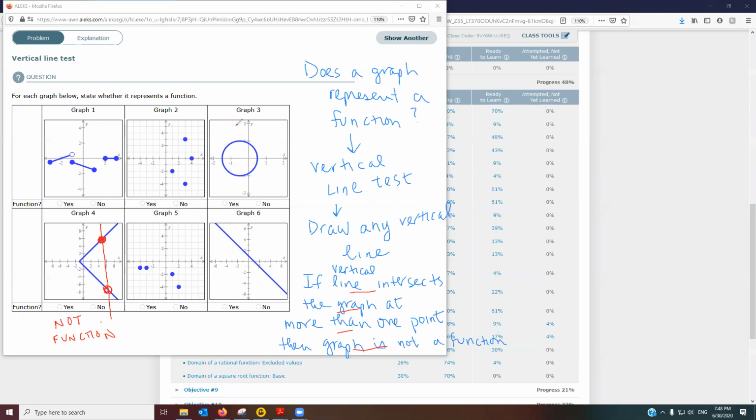Let me come up here to graph 3. I'm going to draw a vertical line here. Again, this intersects more than one point, not a function. Let me come down here to graph 6. I could draw a vertical line here or here or here or here. Doesn't matter. It's only going to intersect the graph at one point. So it's not violating the vertical line test. So this is a yes. This is a function.